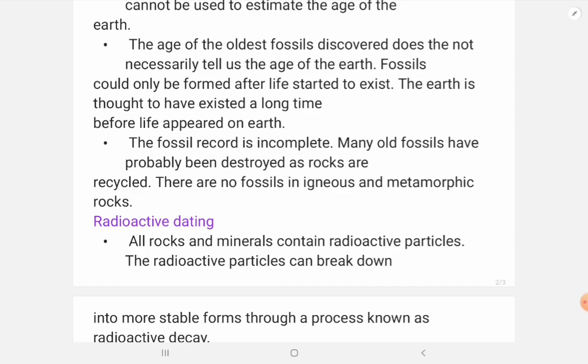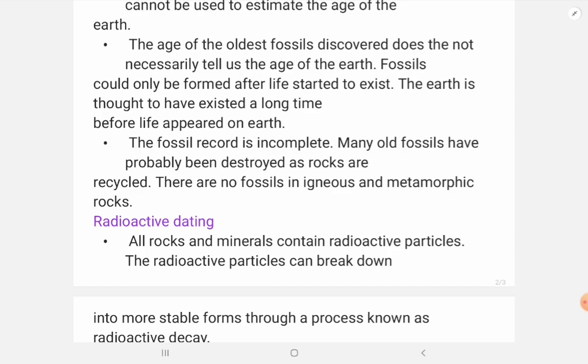The fossil record is incomplete. Many old fossils have probably been destroyed as rocks are recycled. Remember, there are no fossils in igneous and metamorphic rocks.